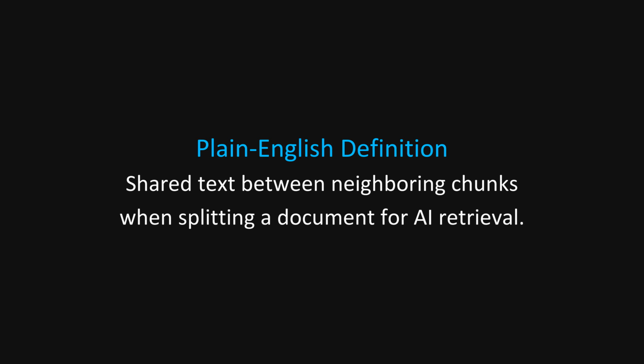Chunk overlap. Chunk overlap is the amount of shared text between neighboring chunks when you split a document into pieces for retrieval or processing by an AI model.